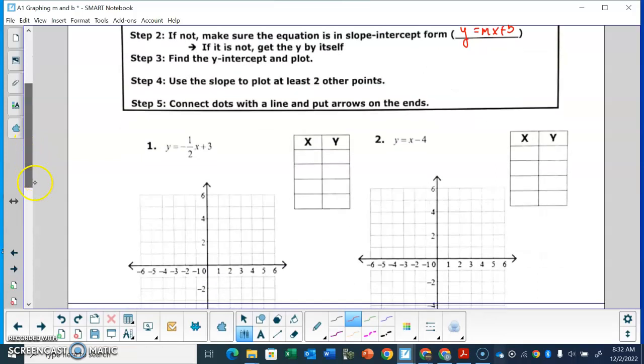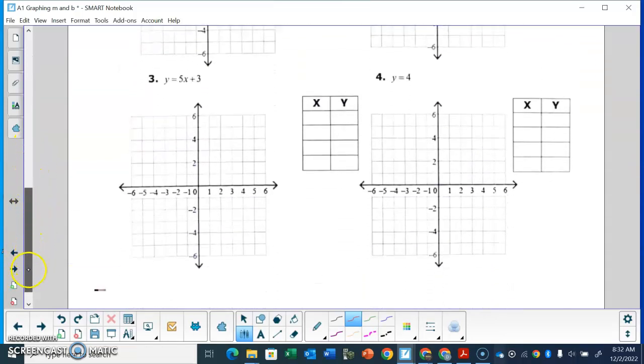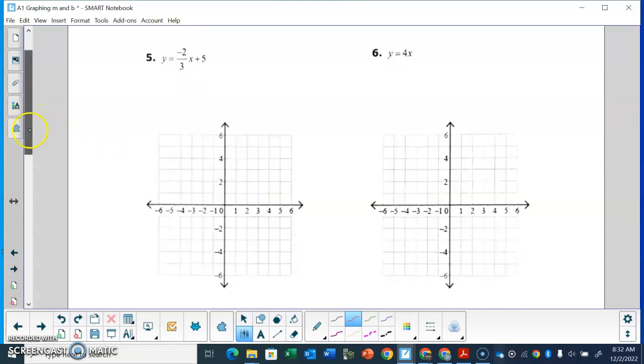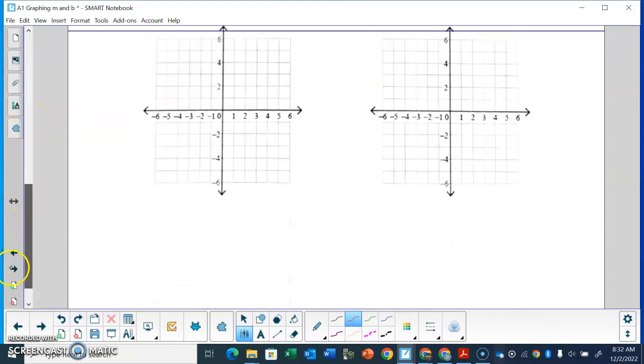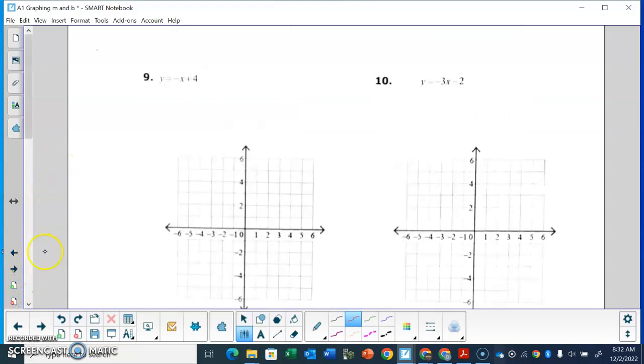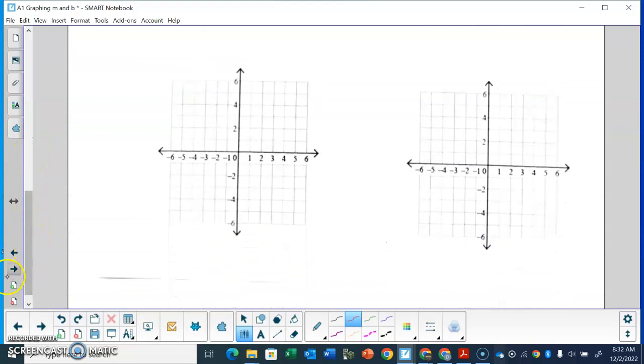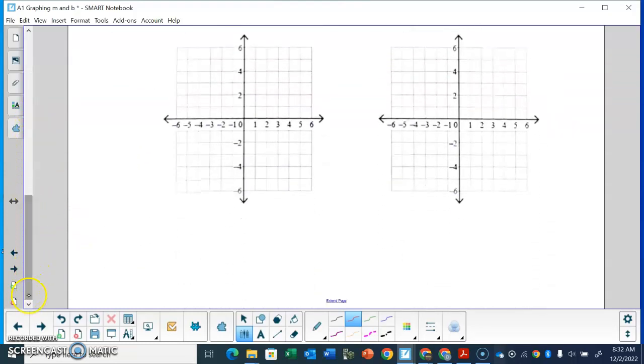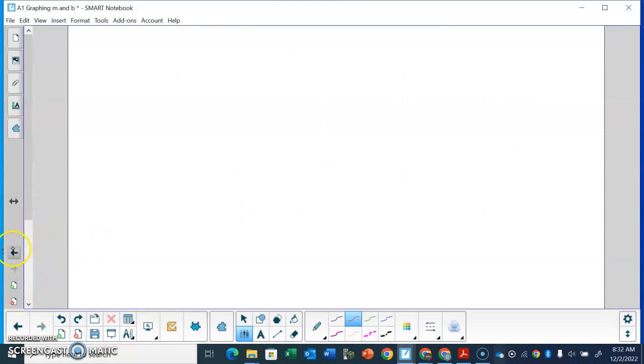So you should be able to do definitely this first page. You need to do your own data table here and graph that line. Use your own data table, graph those lines. Okay, create your own data table, graph a line. Okay, so you should be able to definitely do the rest of these all the way through the end. I will be taking a look at that, so make sure you get those done.